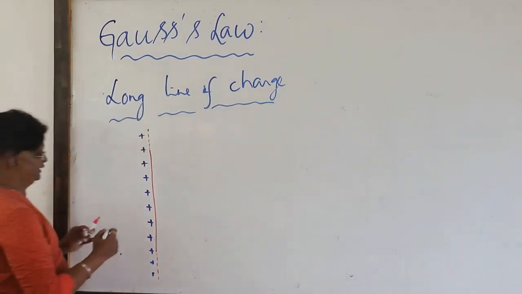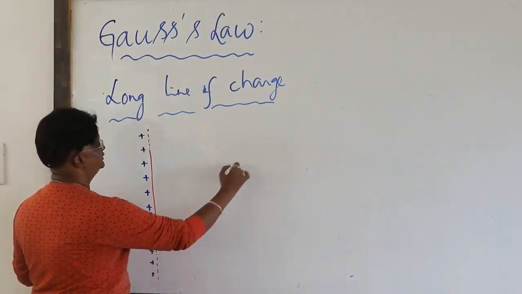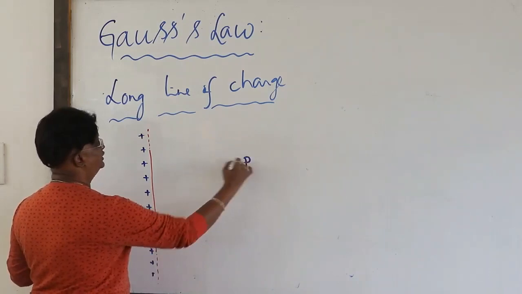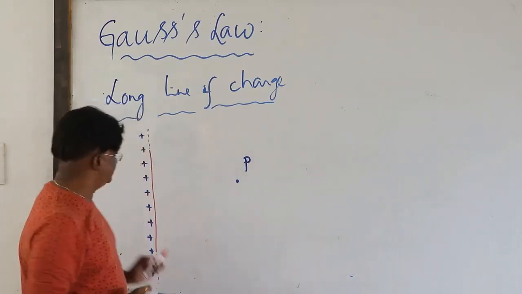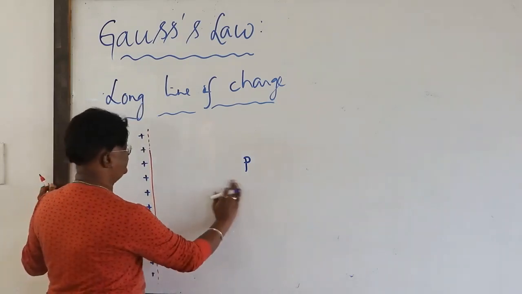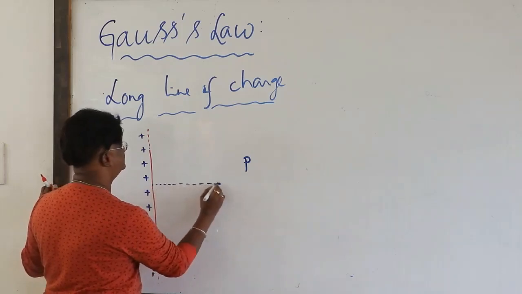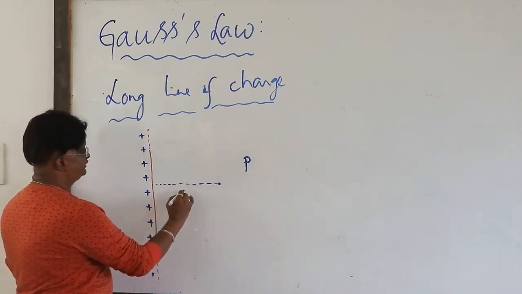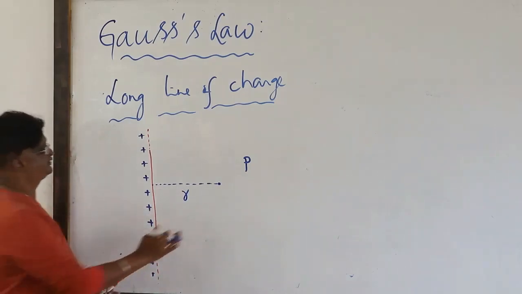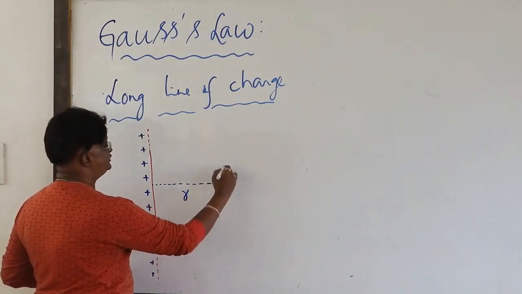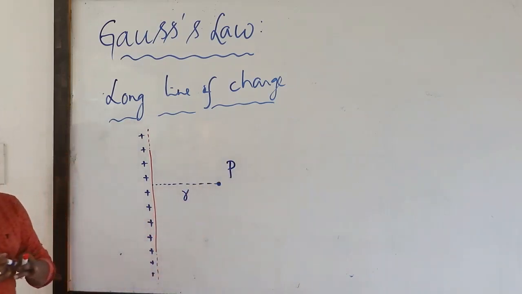And here comes a point P. This is a point P at which we are interested to find the intensity of the electric field. And let me take this point P, and the distance from this linear charge is small r. So small r is the distance of the point of observation. P is the point of observation.